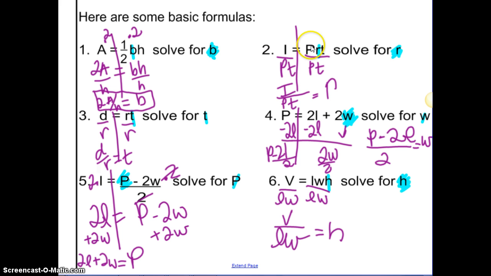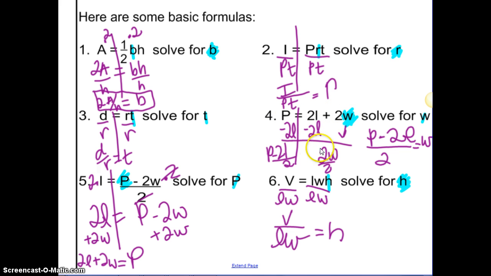Number 2, interest equals principal times rate times time. So that means the rate would be interest divided by the principal and the time. 3, it's that dirt triangle again. If you want the time, you do the distance divided by rate. 4, perimeter equals 2 length plus 2 width.